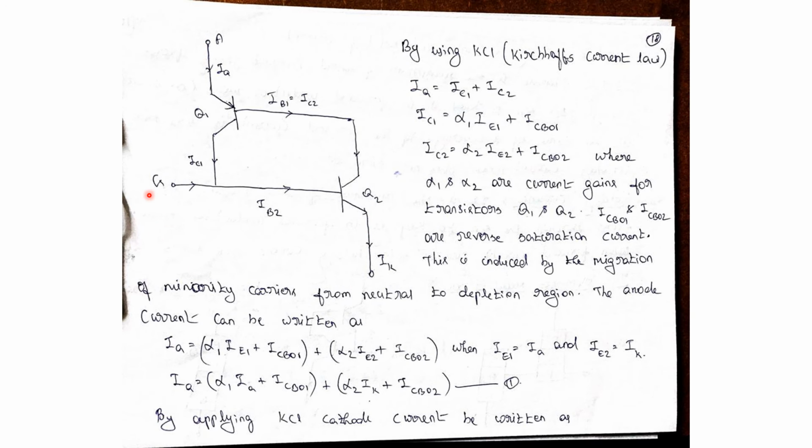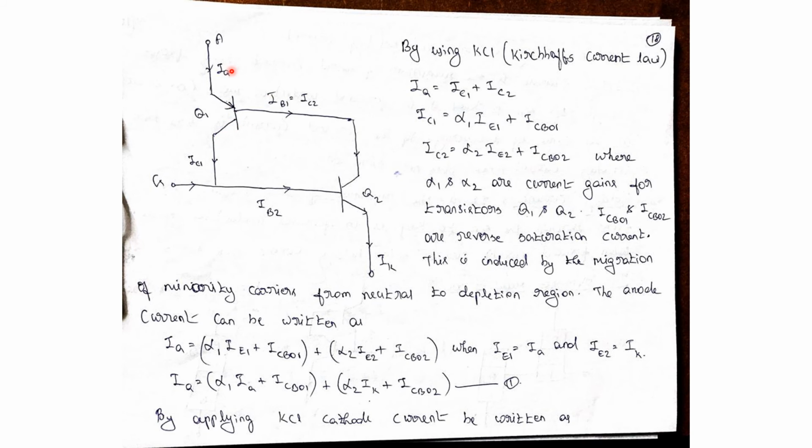This is anode. This is gate. Gate drive also will be applied here. This is cathode. The arrow marks indicate the current flow. By using Kirchhoff's law, how can we write the anode current? Anode current is equal to IC1 plus IC2. IC1 is nothing but alpha 1 IE1.